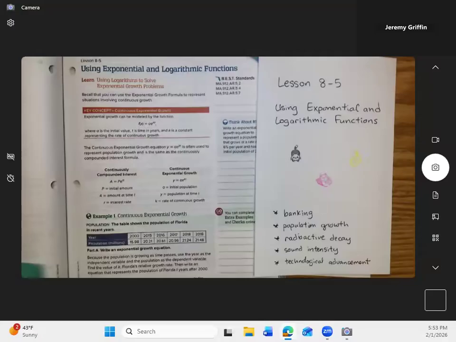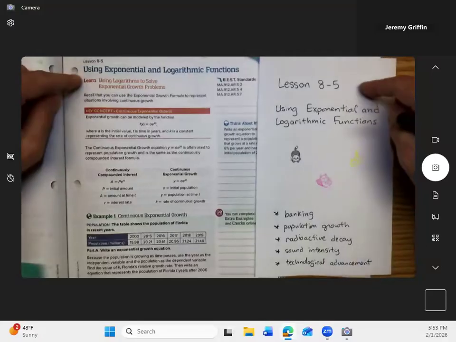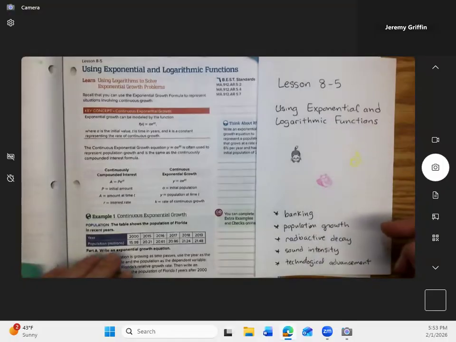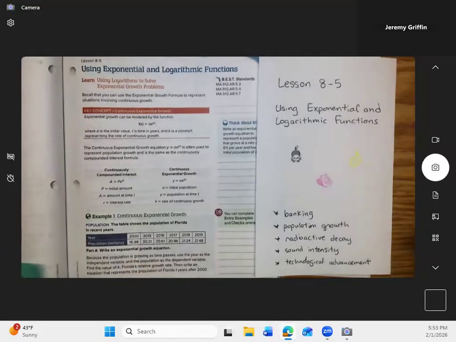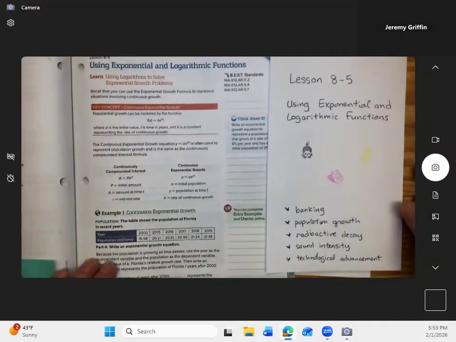Lesson 8.5, using exponential and logarithmic functions. So the last two lessons of this module, 8.5 and 8.6, are a bunch of word puzzles and applications of what you've been applying so far, all this module. Nothing extraordinarily new, just applications.